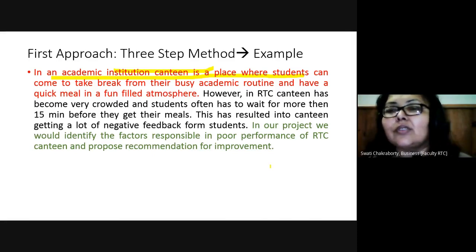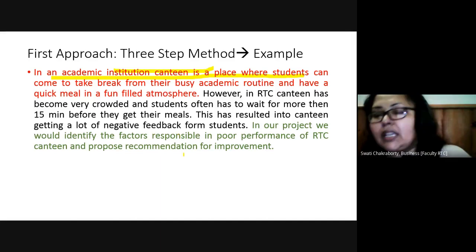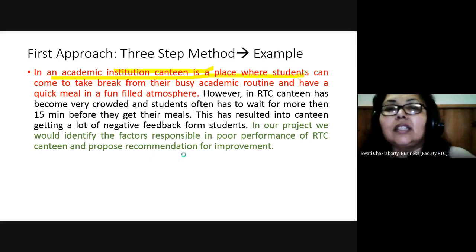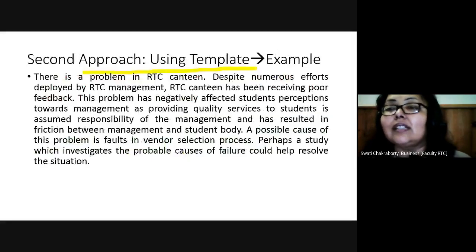What is the actual situation? However, in RTC, the canteen has become very crowded and students often have to wait for more than 15 minutes before they get their meals. This has resulted in the canteen getting a lot of negative feedback from the students. So in our project, we would identify the factors responsible for the poor performance of the RTC canteen and propose recommendations for improvement.